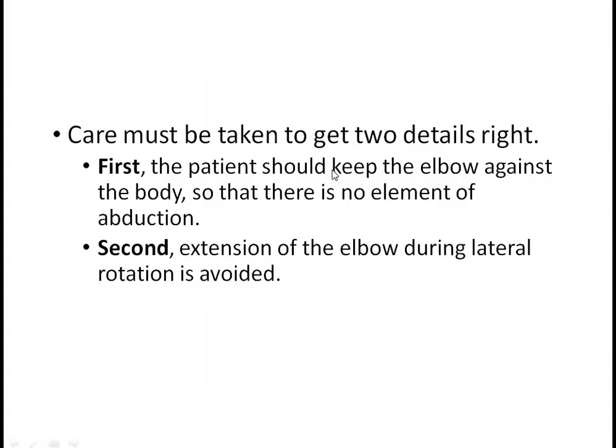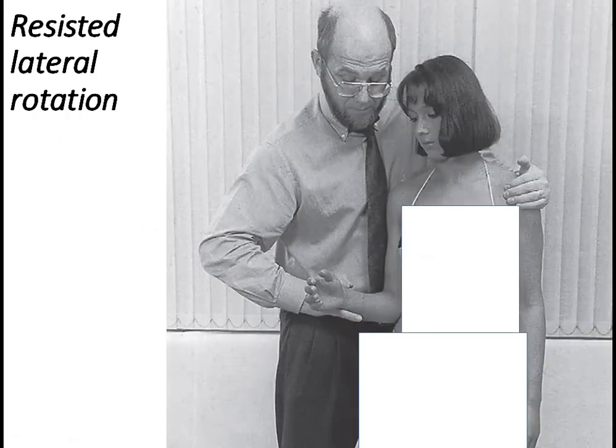So first, the patient should keep the elbow against the body, against that side of the abdomen, so that there is no abduction at the elbow joint, and secondly, extension of the elbow during lateral rotation is avoided. The therapist will help by avoiding the extension at the elbow joint by putting the little finger. We can see in this picture the little finger underneath the patient's wrist. So the extension at the elbow is being avoided.